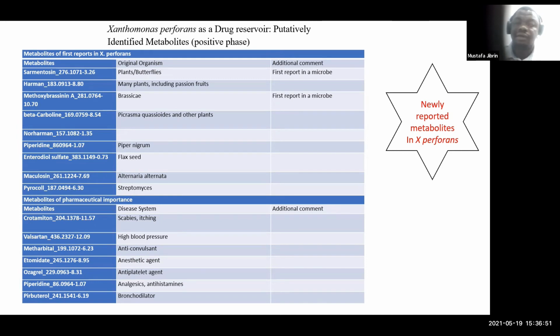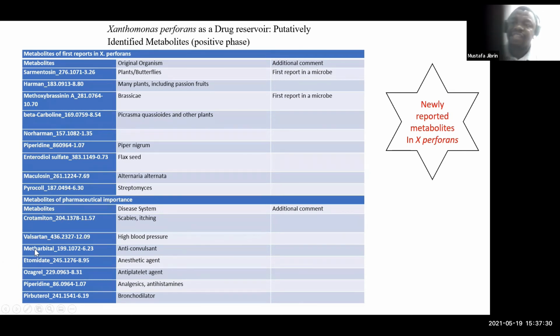And also, if you look at methoxybrassinin, it has never been reported in any microbial system. It's in brassicas, and we are reporting it for the first time in a microbe. And for harmane, beta-carboline, piperidine, maculosin, and pyrrole, these are the first time we are reporting them in the Xanthomonas system. So most of these studies are still ongoing, and it gave us insight into the amount of metabolites present in a bacterial system that people have probably ignored for a long time.